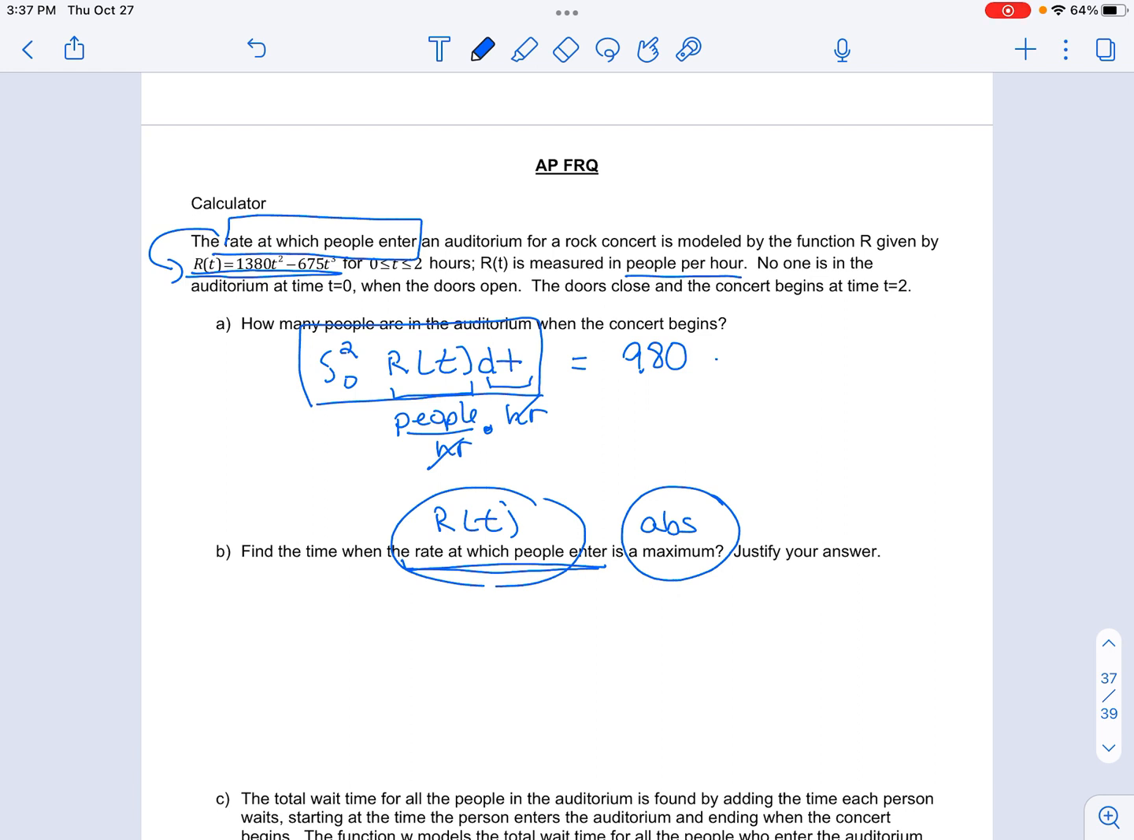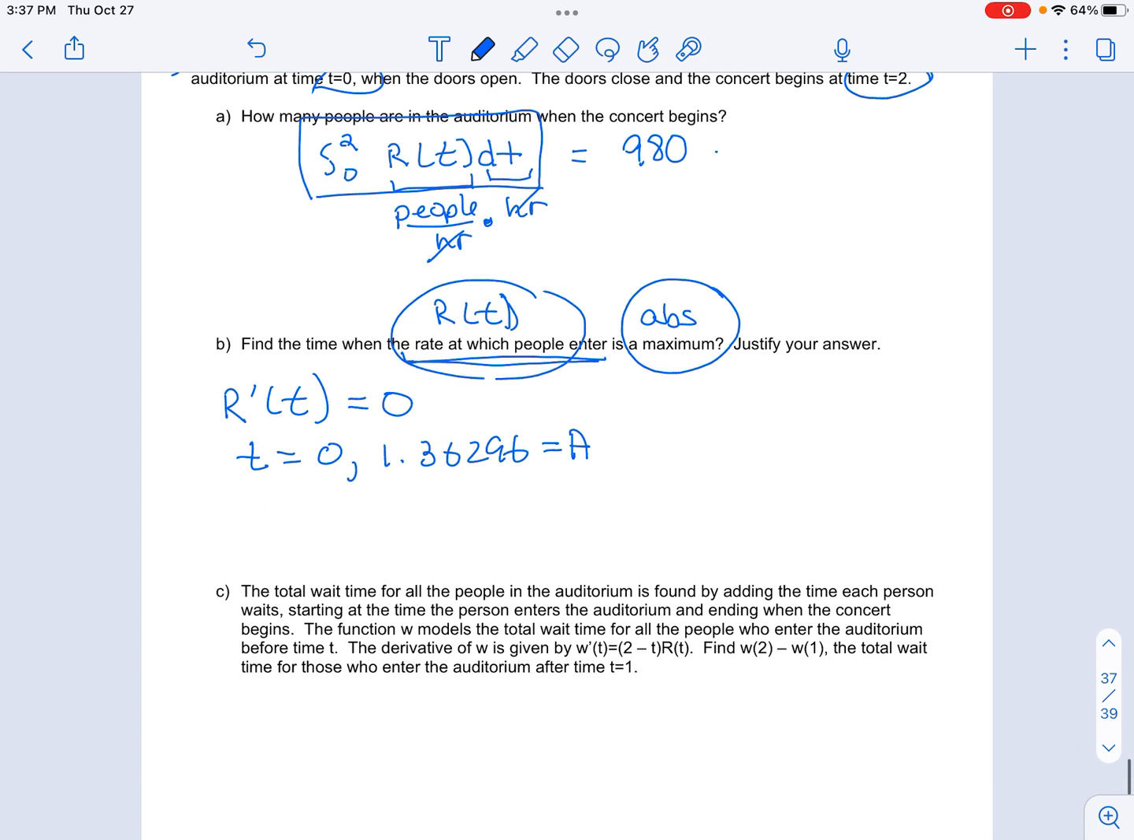Step 1 is we take the derivative and set it to 0. So I'm going to take the derivative, R prime, and set it equal to 0. Use your calculator and set your window up just to go from 0 to 2, because that's the only time interval we're talking about. And you're going to see that this only happens at 0 and at 1.36296. I'm going to call this number A. So step 1, in y1, type in the original. In y2, have it graph the derivative. In y3, have 0, and find the intersection points. And store this number as A.